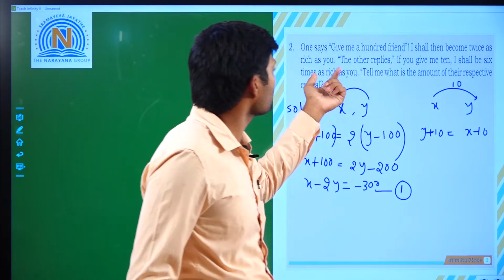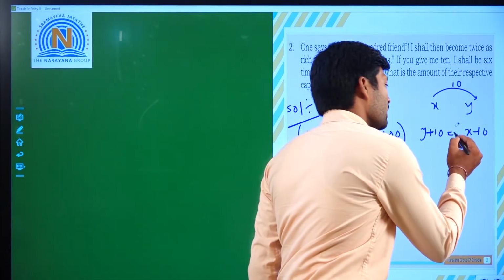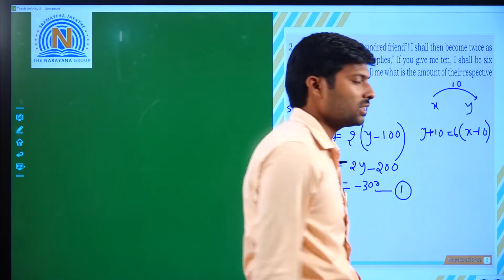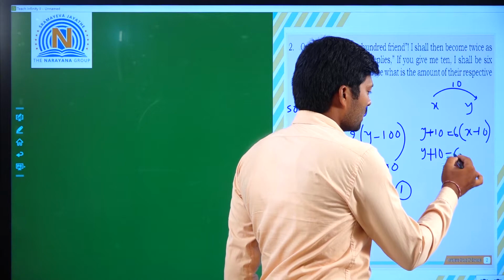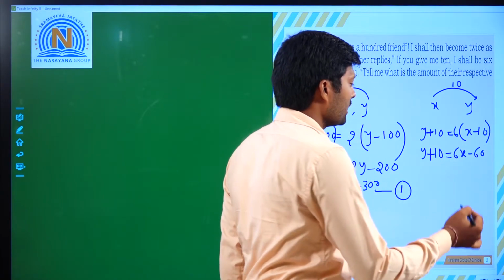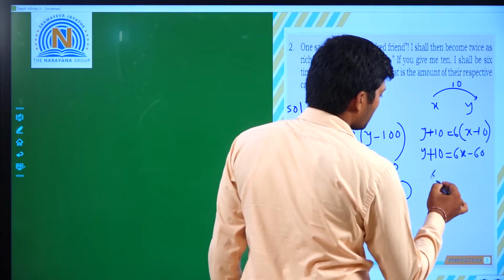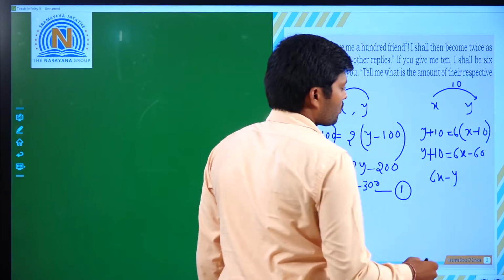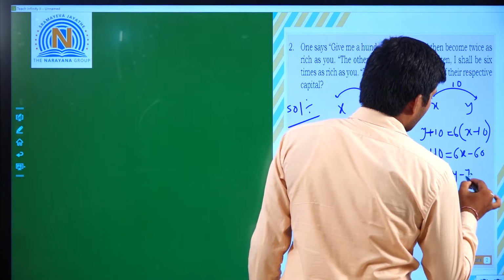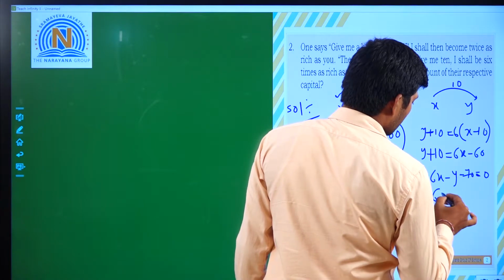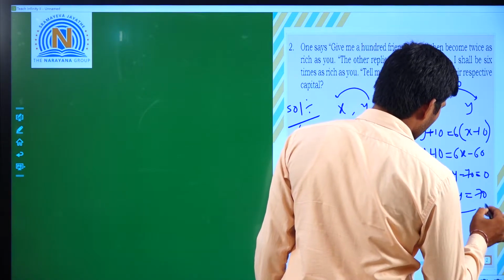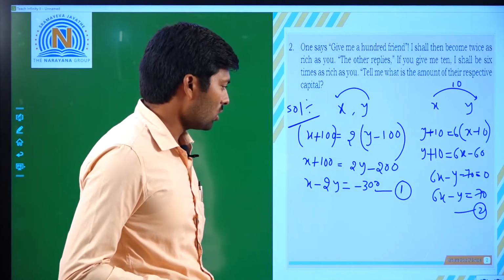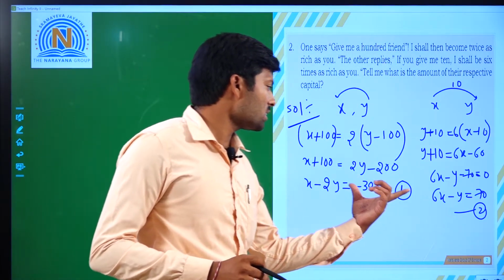For this transaction, the reply is: I shall be 6 times as rich as you. That means we need to multiply by 6. So X minus 10 is multiplied by 6, and Y plus 10 is equal to 6X minus 60. Write in standard form: 6X minus Y minus 70 is equal to 0. That is 6X minus Y is equal to 70. Let me take this as equation number 2.